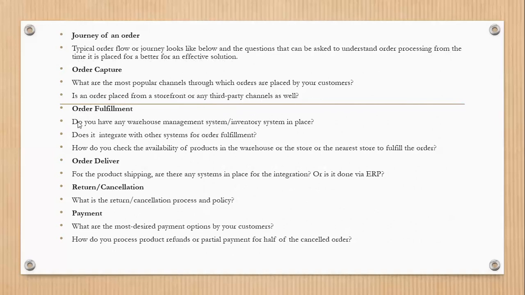Next, order fulfillment. Do you have any warehouse management system or inventory system in place? Does it integrate with the system for order fulfillment? How do you check the availability of the product in the warehouse or the nearest store to fulfill the orders? Next, order delivery and product shipping. Is there any system in place for the integration, or is it done by ERP?